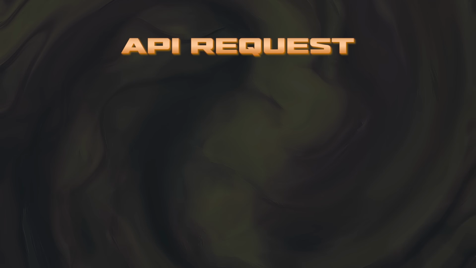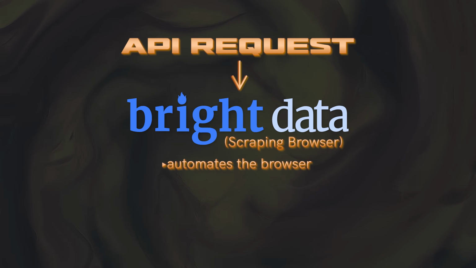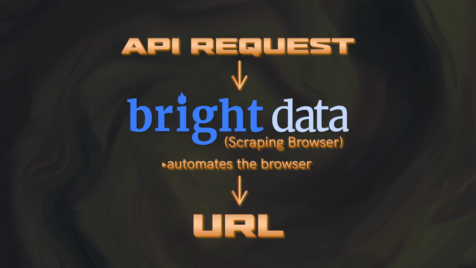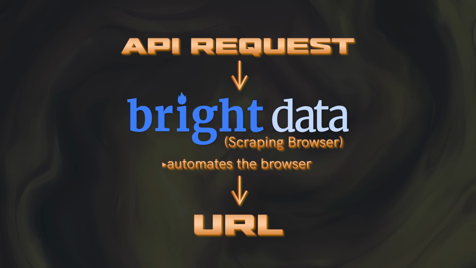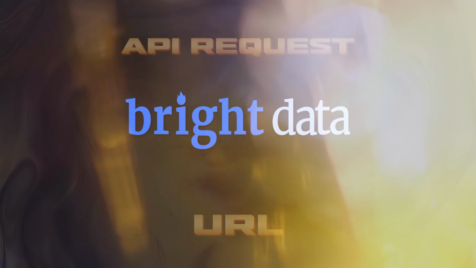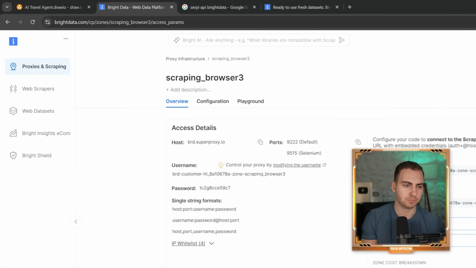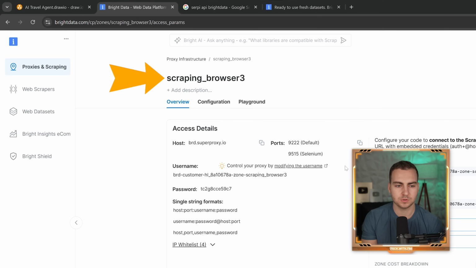So I essentially send an API request out to Bright Data's scraping browser. It then automates the browser and gives me the URL of that now automated page where I have the details filled in. So you can actually see if we go to Bright Data, this is the scraping browser that I'm using. I can just connect to it literally with a simple WSS string, which I'm going to have to blur out here so you guys don't use my scraping browser instance.